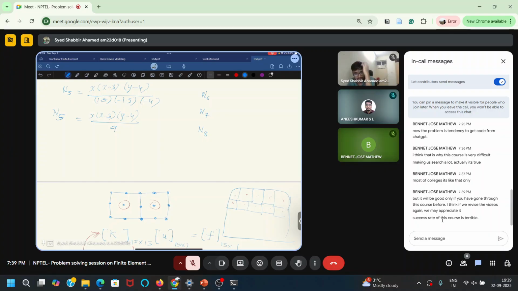Yeah. The success rate is terrible because this is a very big course, and that makes it difficult because less time is taken to cover it. Obviously things are covered very clearly, but the time taken to cover those things is very less.